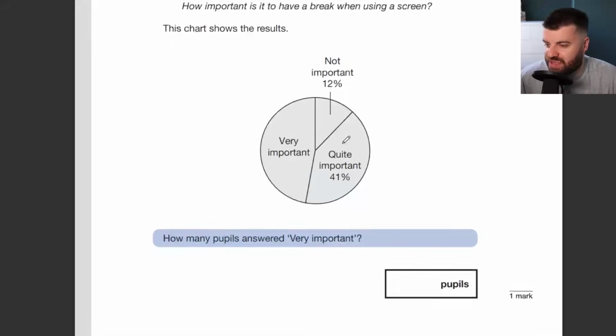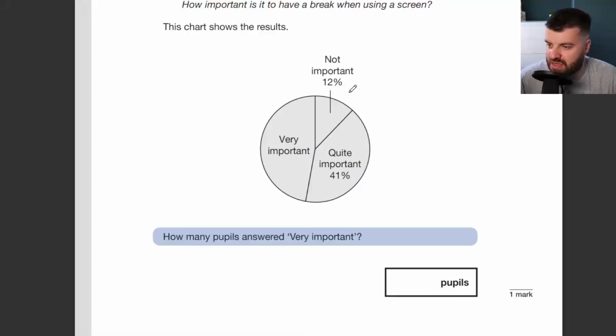This chart shows the results. Very important, not important, quite important. How many pupils answered very important? This wants you to work out this percentage. Now, so the first step here is to think, okay, 12 plus 41. That's going to give us 53%. So 53% was the rest. So this part, very important, is 47%. I've written percent twice.